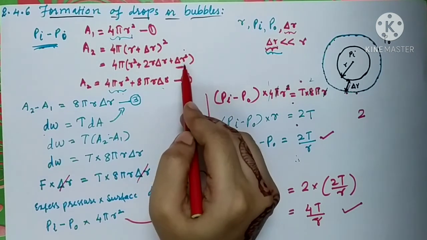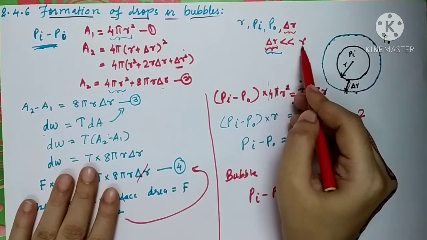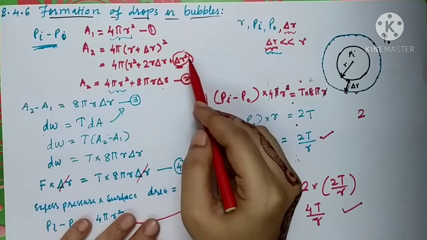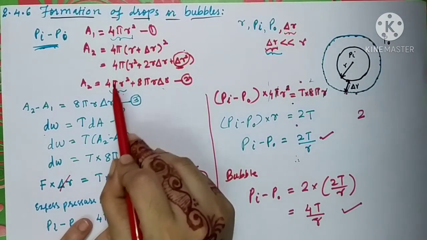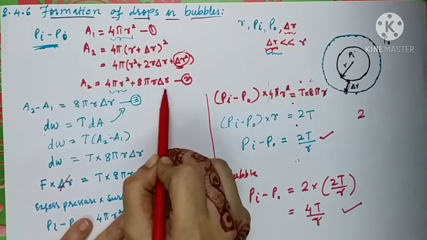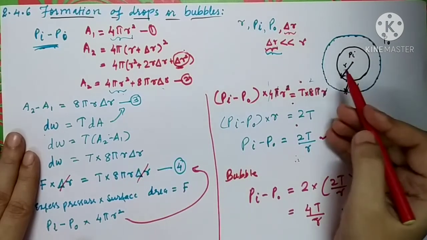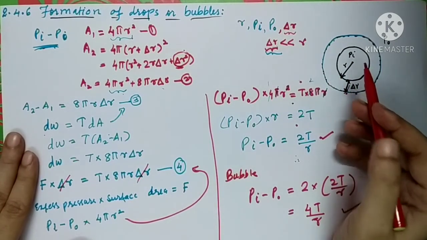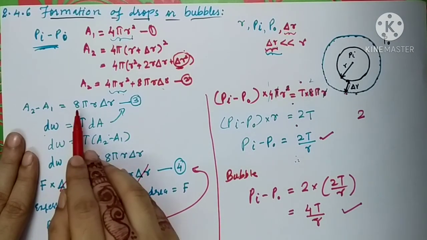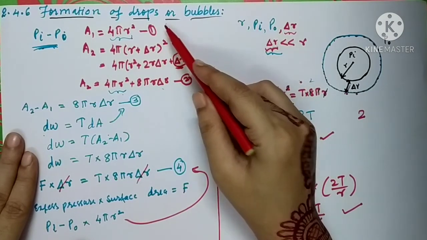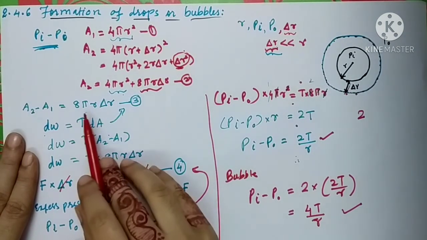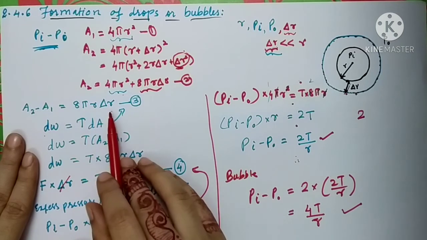Then delta r is very smaller than the original radius of a liquid drop. So this last term, square of this very small term, will be neglected. So after the expansion, we are going to get second area 4 pi r square plus 8 pi r delta r. Then by how much amount the area has been increased? So increased area of a liquid drop will be written as A2 minus A1, which is equal to, when you subtract equation 1 from equation 2, this first term is going to cancel. This remaining term will come over here. It will be 8 pi r delta r.